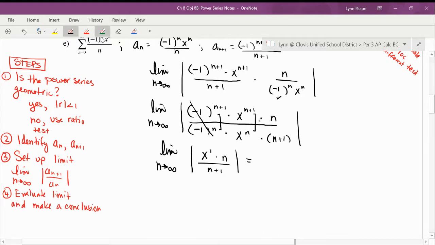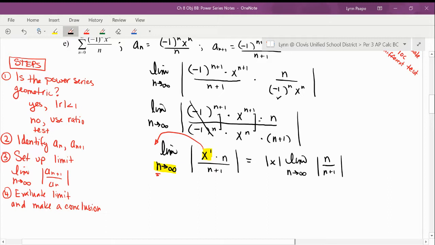So now what I'm going to look at here is my variable that I'm working with is n, right? So n is approaching infinity, so that's what I'm taking the limit of. So this piece right here, I'm not taking the limit of. And because of that, I can pull that out to the front, right? Because it's not a variable of n. But when I do pull it out, I need to make sure that I leave it in the absolute value. So that x to the first is going to go out to the front. But my n over n plus 1 needs to stay, right? Because I need to take the limit of that.